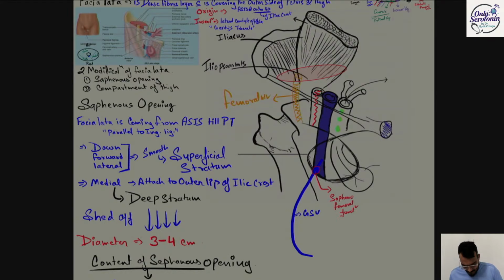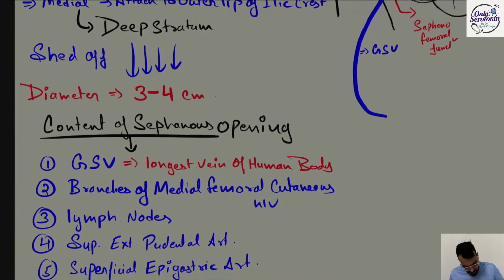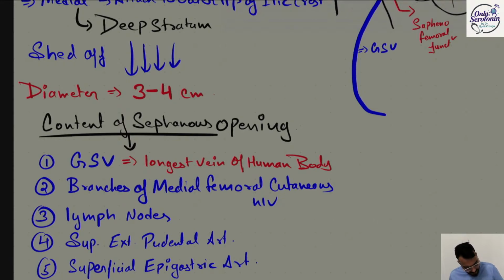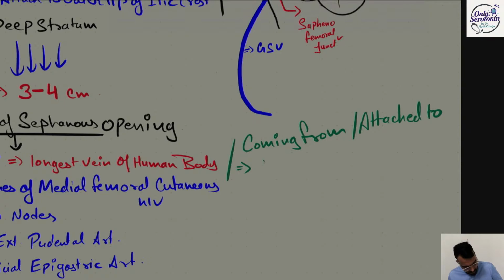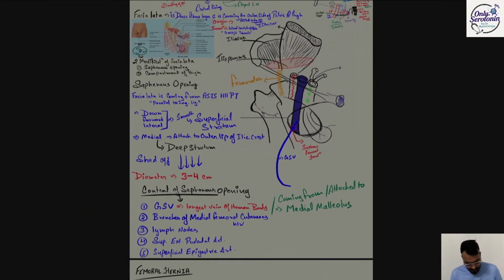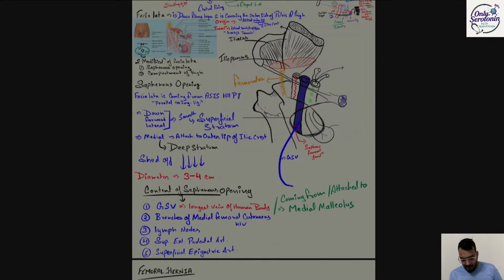Understand, guys? One more thing which you will have to learn about great saphenous vein is what, guys? It is coming from where? It is attached to medial malleolus. It is attached to what, guys? Medial malleolus. I hope everything is clear, right?